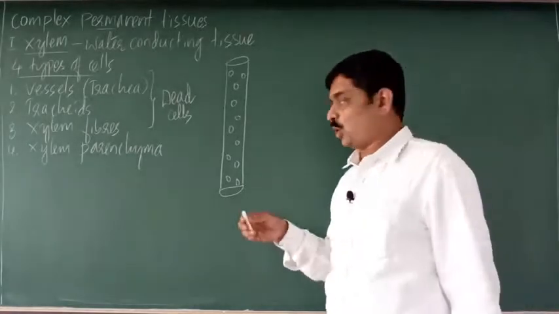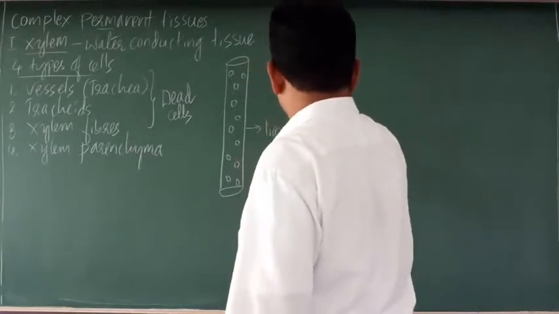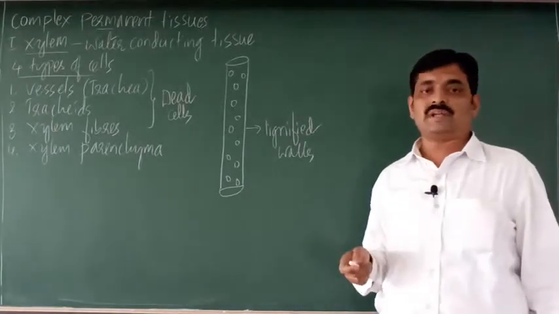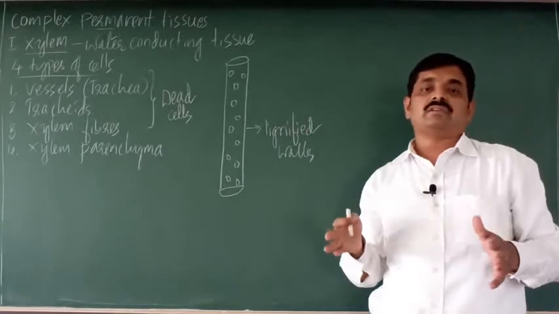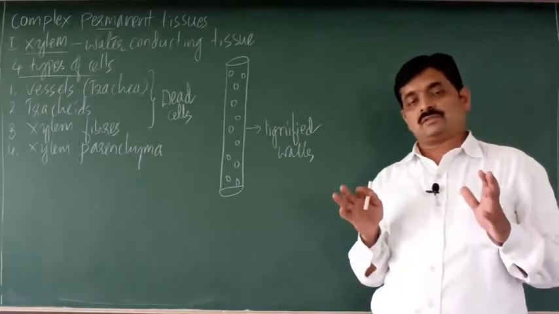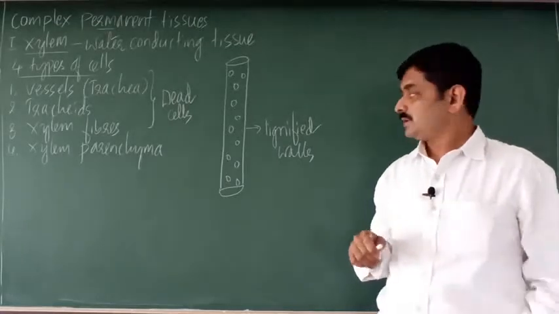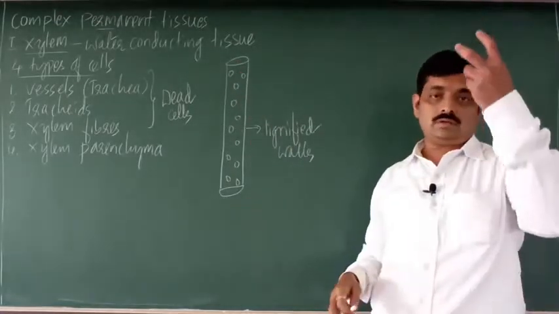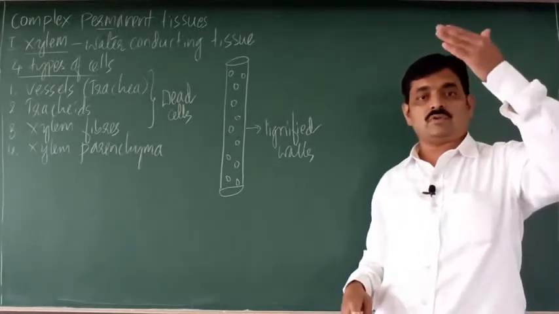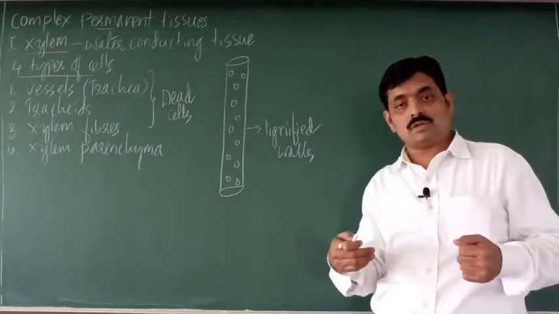It has lignified walls, which means the cell wall has a secondary wall material called lignin, and because of lignified walls, vessels are stronger and they provide mechanical support to the plant. Now this cylindrical vessel has a lumen or a cavity for the movement of water. So water moves through this lumen.